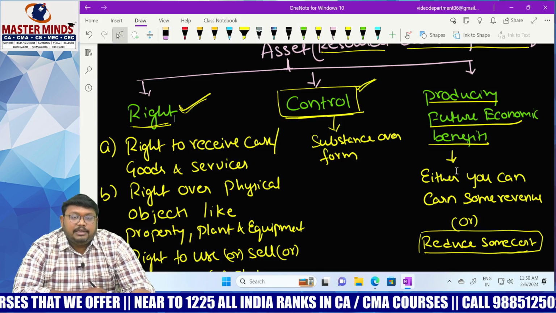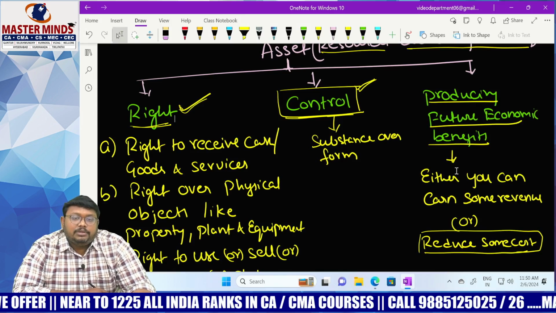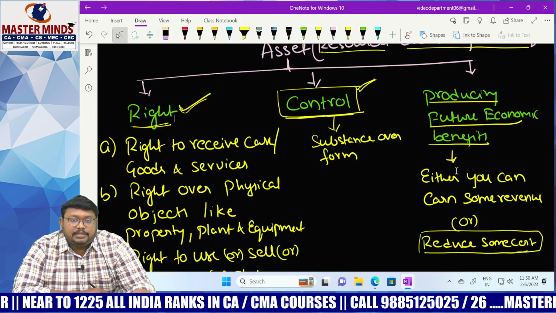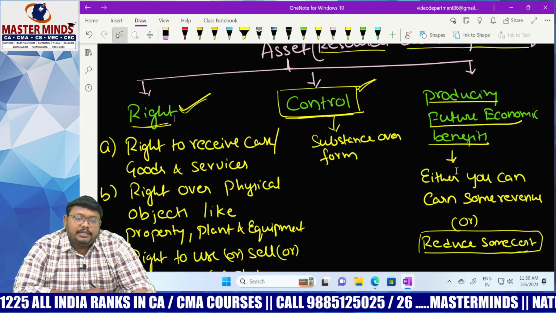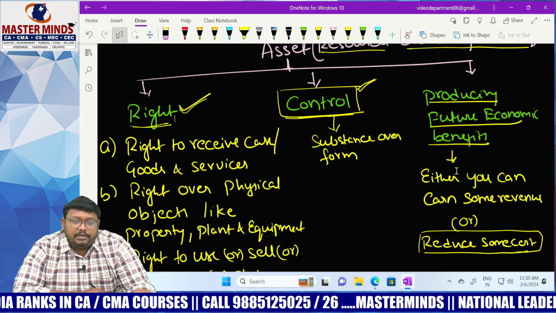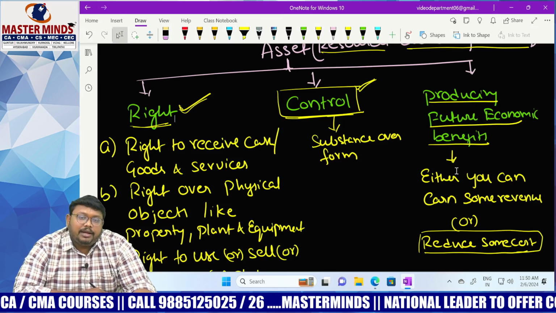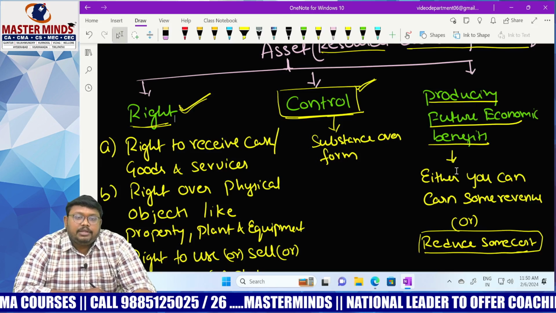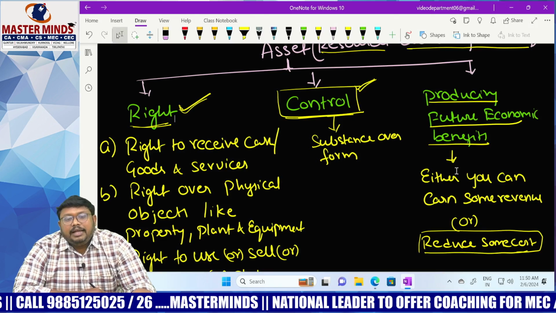But in some conditions, like leases, the substantial owner will control the asset. So if he controls the asset, it is an asset for him. He can show that asset in his financial statement. So who is controlling the asset is also important. If you are the lessee, you have the control of the asset, then you can show that asset in your balance sheet. And the third one is producing future economic benefits.